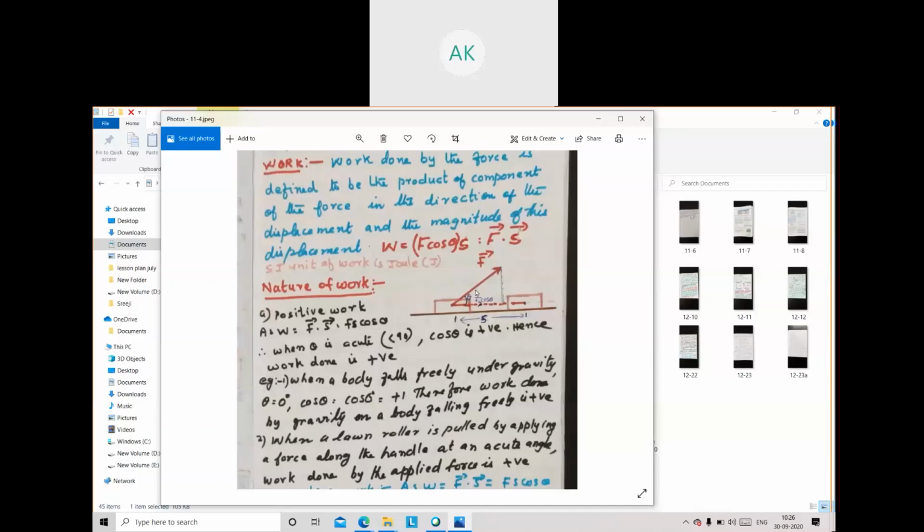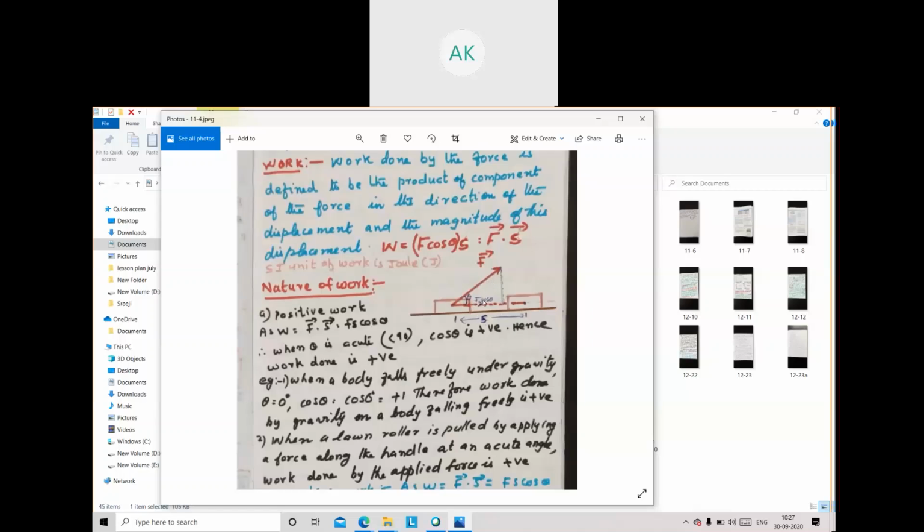We apply the force in an inclined way, and the roller will move horizontally. So this displacement will be along the horizontal direction, and the force is inclined. They are making an angle theta between them. Displacement is a vector quantity, force is also a vector quantity.